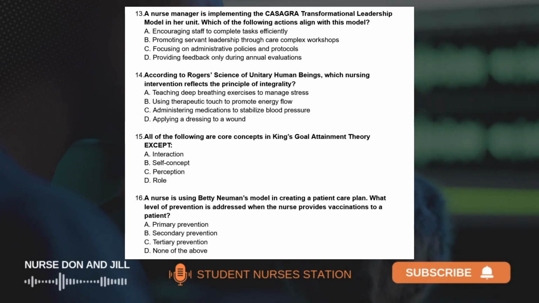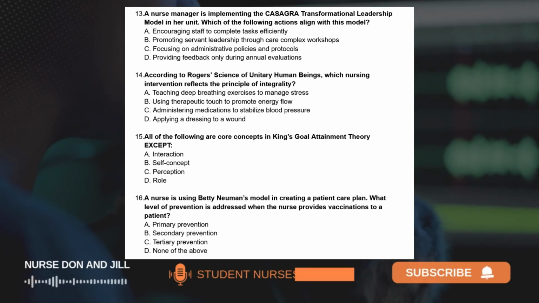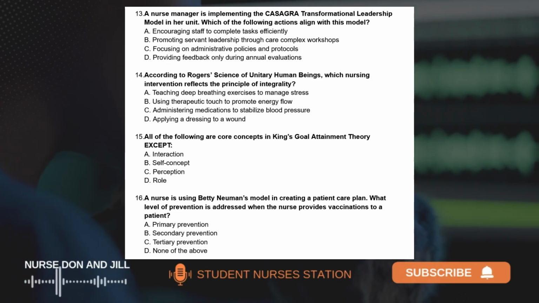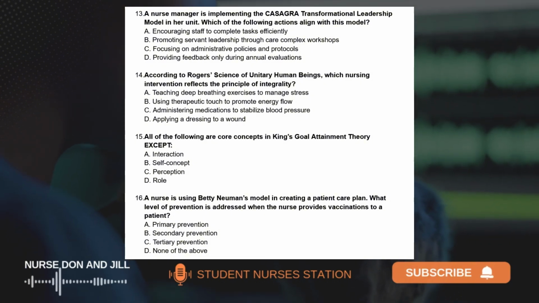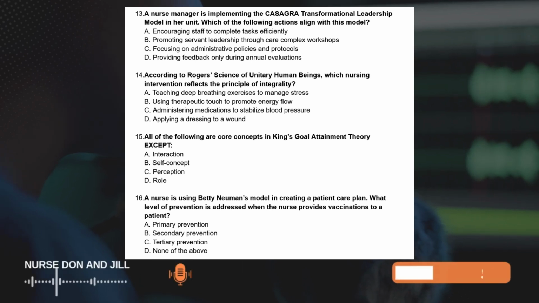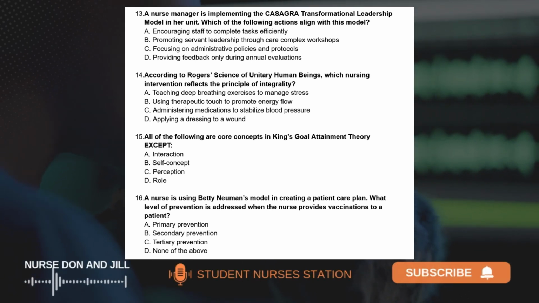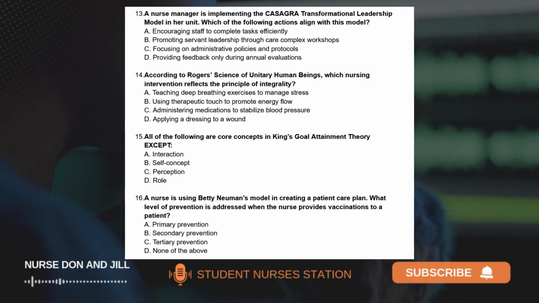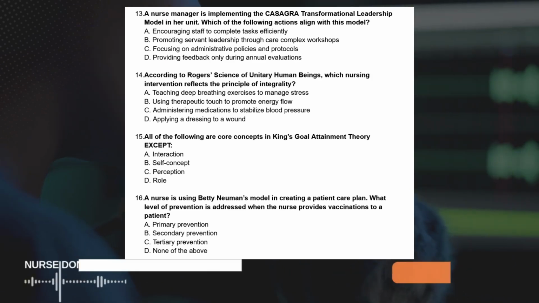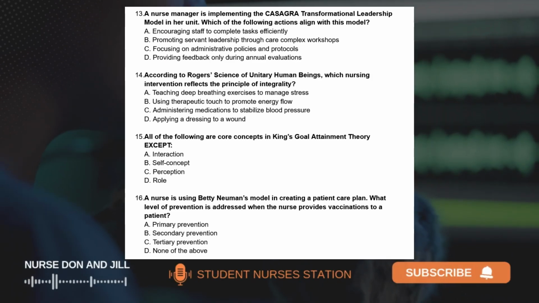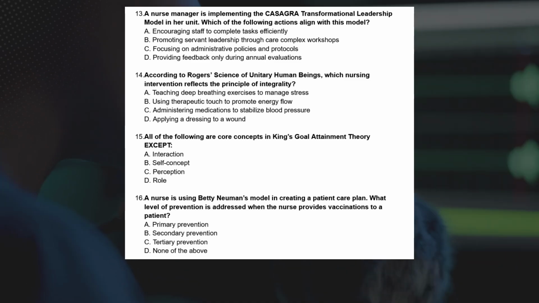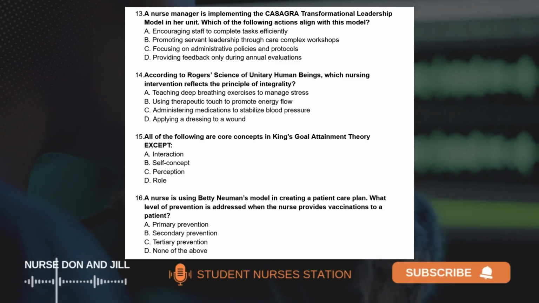All right, so thinking about that connection, I'm going to go with B. Using therapeutic touch to promote energy flow. Seems to fit with that idea of being whole and balanced. You got it. Therapeutic touch is a great example of how we can use the idea of integrality in nursing. It's about recognizing that we're all connected not just to each other, but to something bigger. Right. And it's not just about touch either. It's about creating a healing environment, a sense of peace and connection for the patient. Exactly. Rogers reminds us to consider all aspects of the patient, not just their physical body, but their emotional and spiritual needs too. Okay, on to question 15.